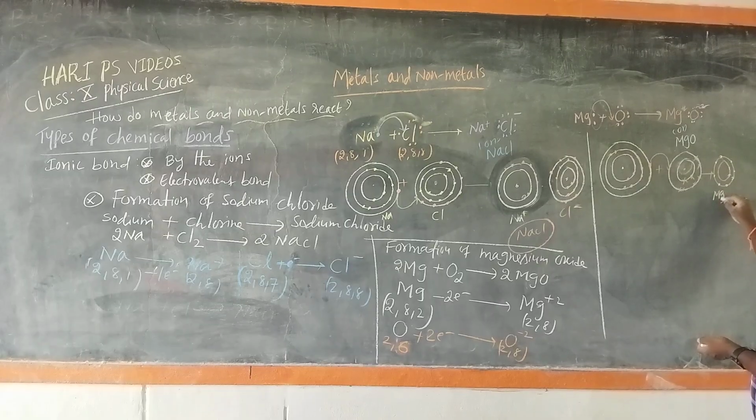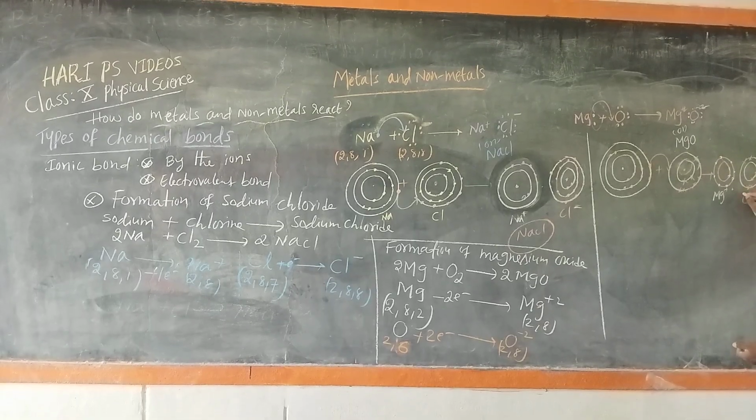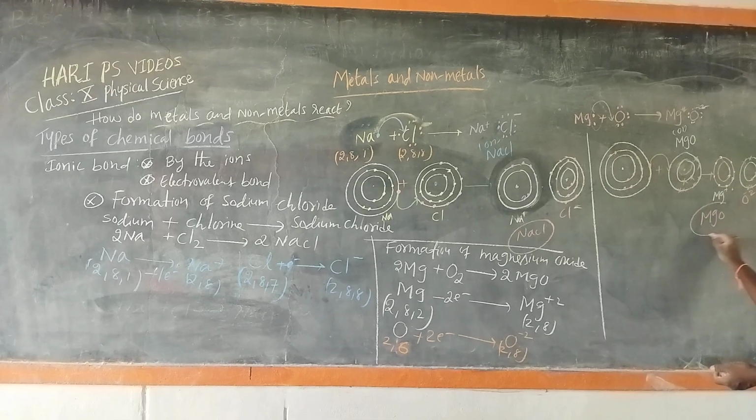So this is Mg plus 2 and oxygen. So the 2 atoms, 1, 2, 3, 4, 5, 6, 7, 8. This is O minus 2. So in this way, magnesium oxide is formed.